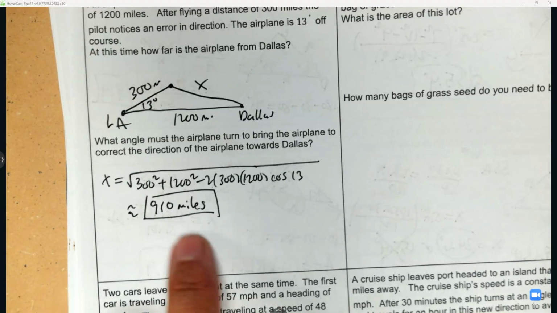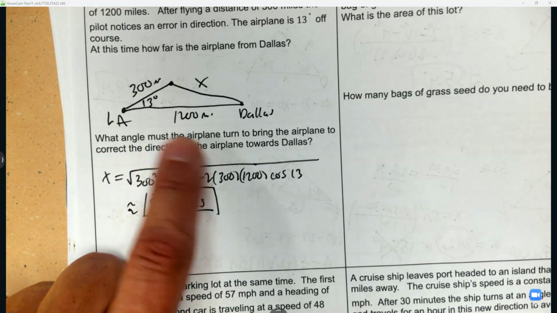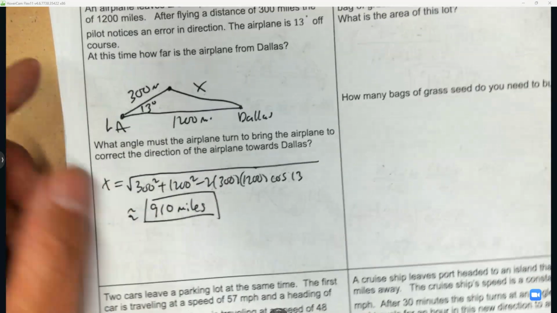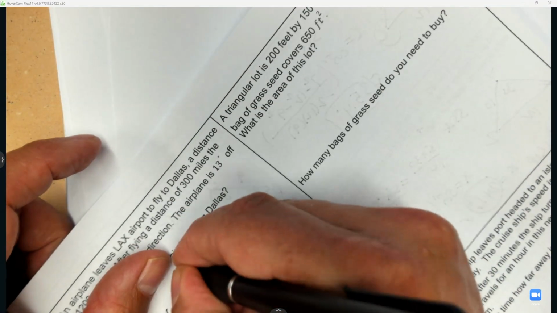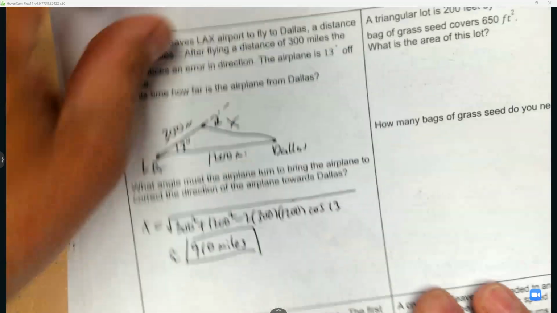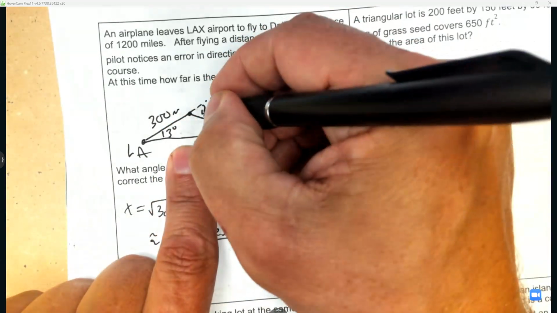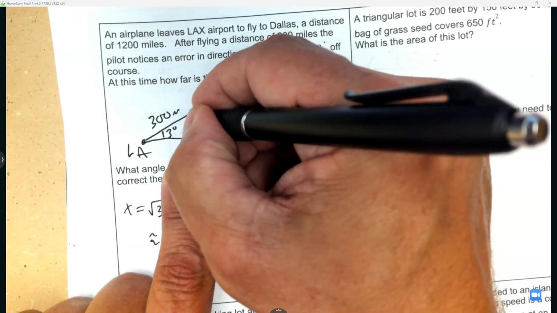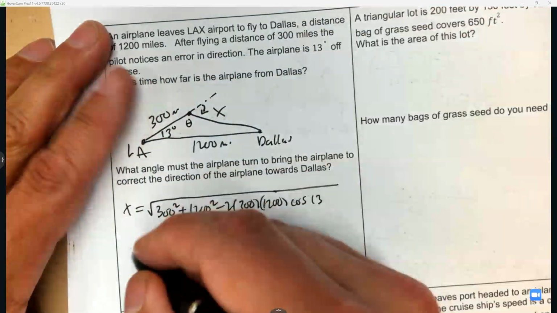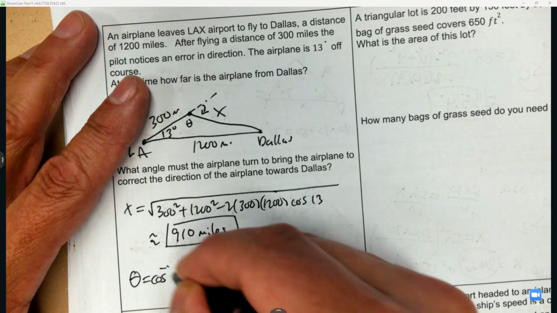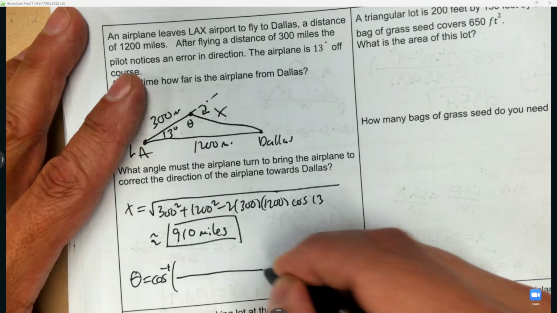Then the question is, at what angle must the pilot turn to correct the direction of the airplane towards Dallas? So we want to put it back on course. So we need to find this angle here on the outside. Now, to find that angle on the outside, this is the direction the plane would turn. We're actually going to find the angle on the inside and then subtract from 180. So now we know all three sides. Again, it's law of cosines. So we're going to find the angle on the inside first.